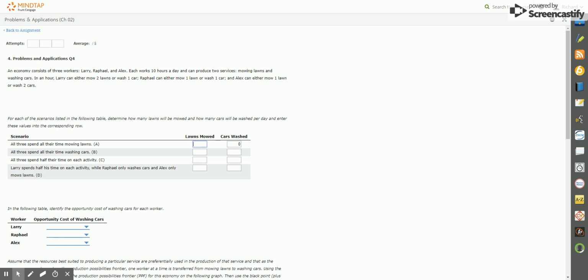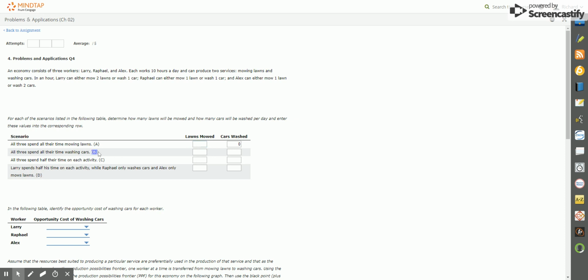But how many lawns are they going to mow? I need to figure out a number for here, and I'm not going to tell the answer, but how you go about figuring it out is you could first start with Larry. Well, Larry can mow two lawns in an hour. He works for 10 hours, so 2 times 10 is 20. But 20 is not the answer because it doesn't ask how many lawns can Larry mow. It's Larry and Raphael, so I need to do the same for Raphael, and Alex, so I need to do the same for Alex, and then add those three together. I'll come up with a number in this box.